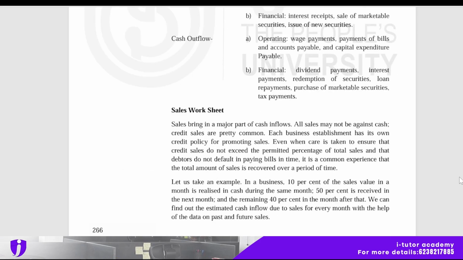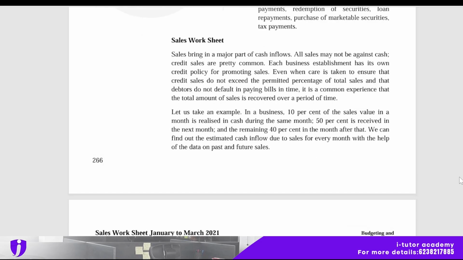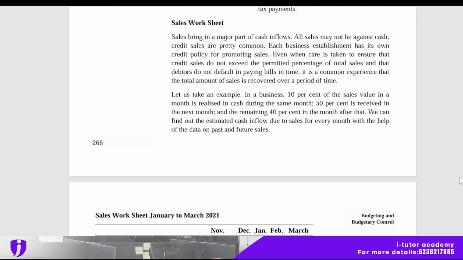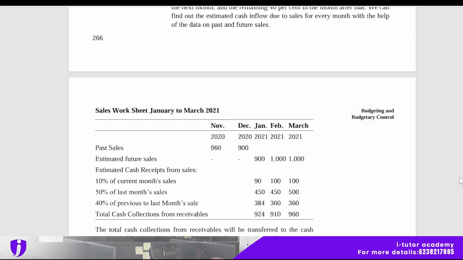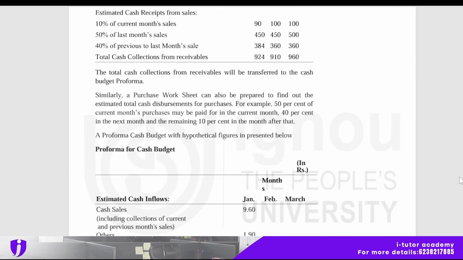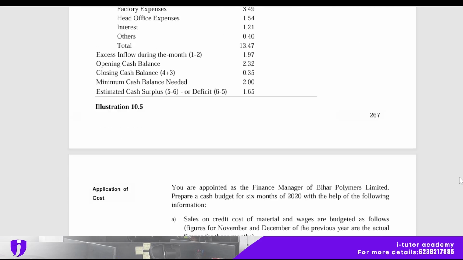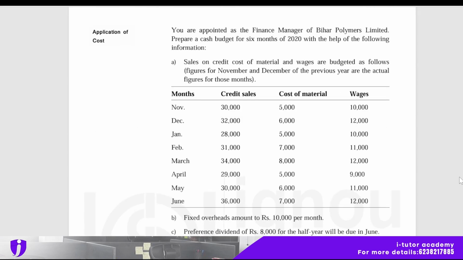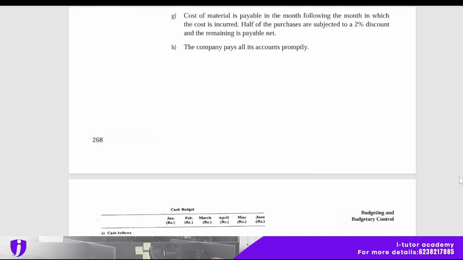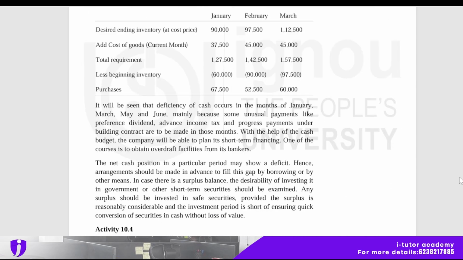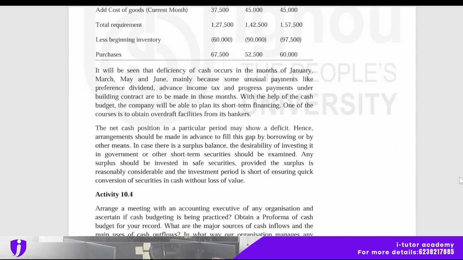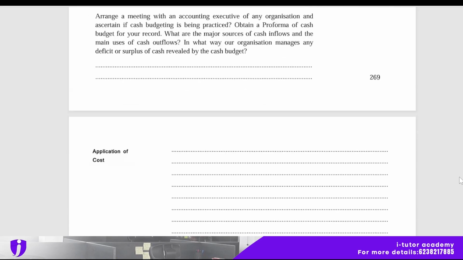And sales worksheet. Sales bring in a major part of cash inflow. All sales may not be against cash. Credit sales are pretty common. Each business establishment has its own credit policy for promoting sales. And a proforma for cash budget is here. You just go through it and it will help you for more understanding, and an illustration section also from the same. You just go through it. And activity also, and purchase budget format is here and activity also based on that.